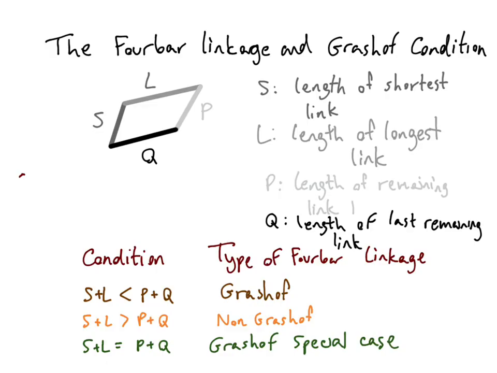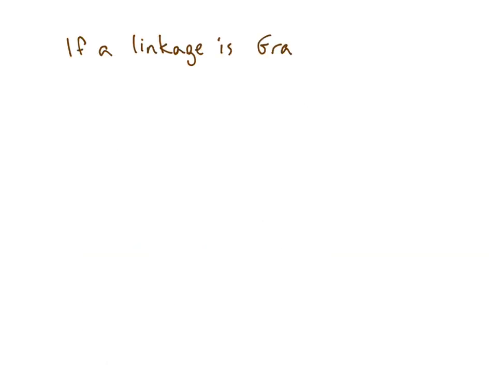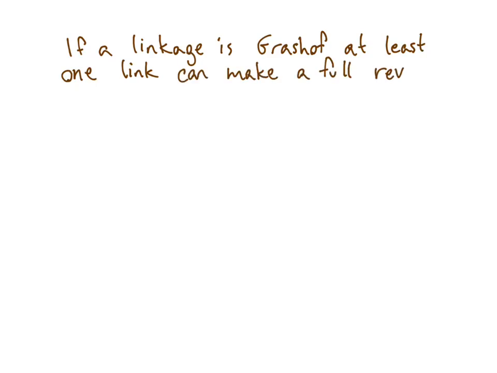And you might be wondering, what on earth is a Grashof linkage? Well, if a linkage is Grashof, then that means that at least one of the links can make a full rotation or a full revolution. So it can travel an entire circle around its pin joint. Sometimes there'll be more. It's usually going to be the shortest link, but those are our Grashof links.